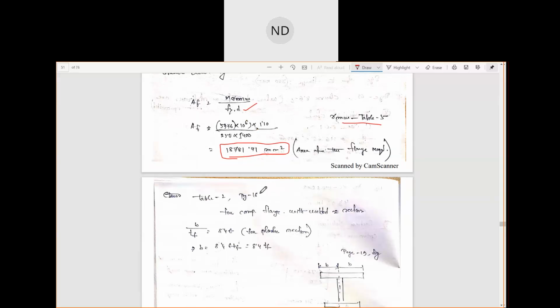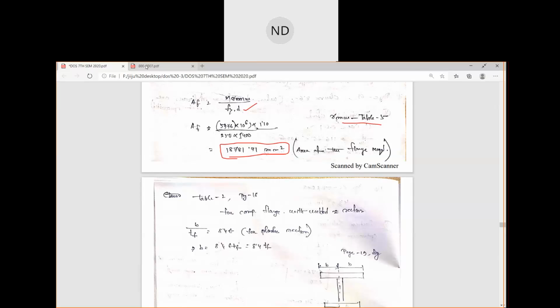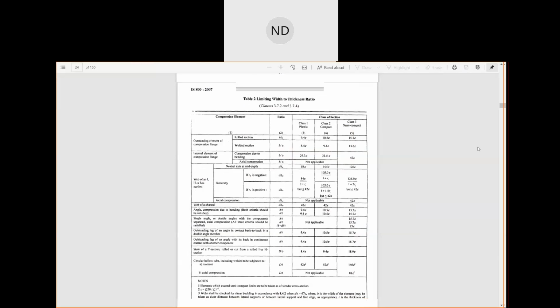For that, we have found in table 2, page number 18, that the compression flange with the welded section has B by TF equal to 8.4 epsilon for plastic section. Now B can be written as 8.4 epsilon TF. Epsilon becomes 1, we know, because it is root over 250 by Fy, and our Fy is already 250.